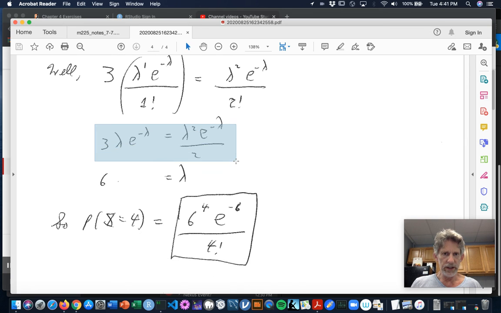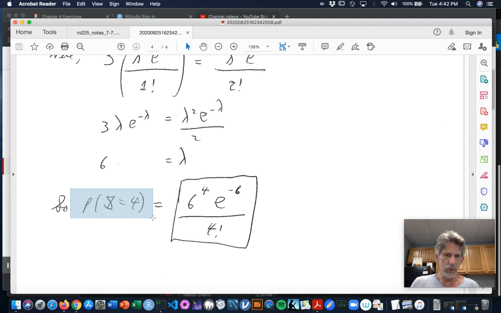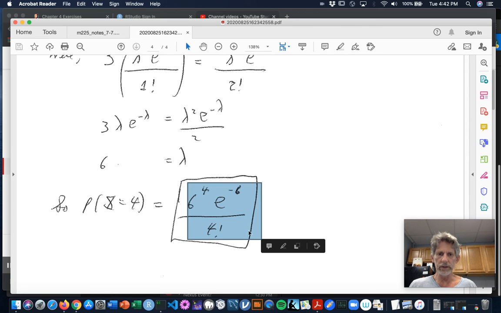And look at this equation here. I can cancel an e to the minus lambda from both sides. I can cancel a lambda from both sides. I can multiply both sides by 2, and I get lambda is 6. So the chance that X is 4 is lambda to the 4, e to the minus lambda over 4 factorial, and you're done. Woo!